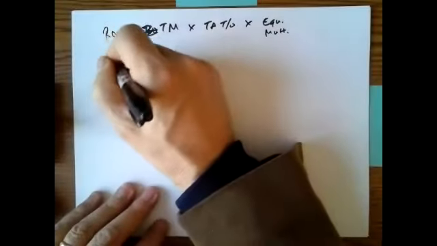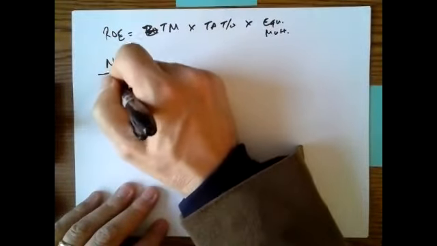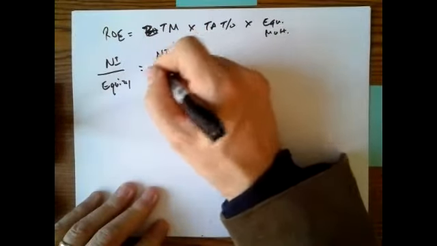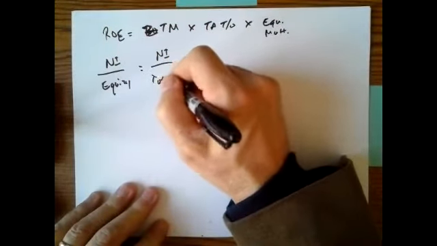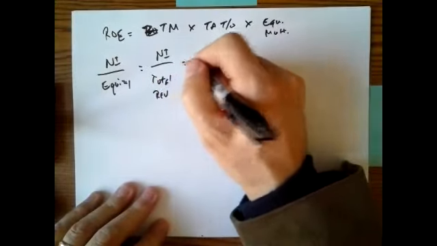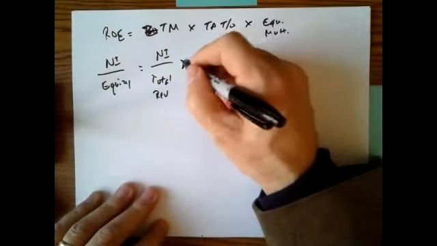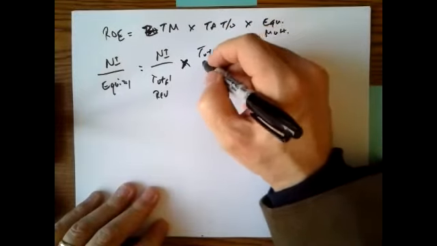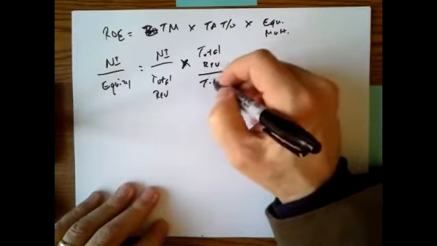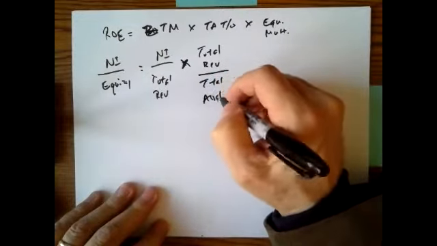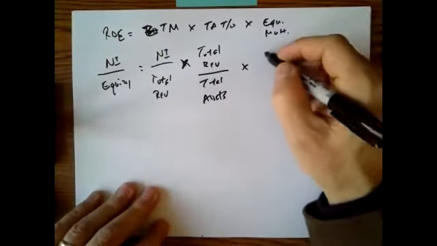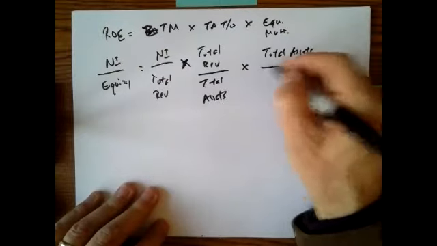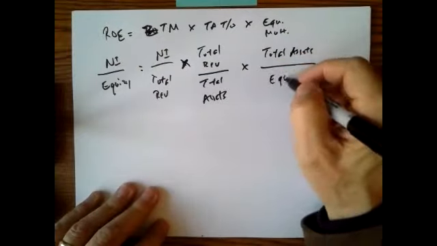So ROE is net income divided by equity. Total margin is net income divided by total revenue. Times, not equals. Total asset turnover is total revenue divided by total assets. Equity multiplier is total assets divided by equity.